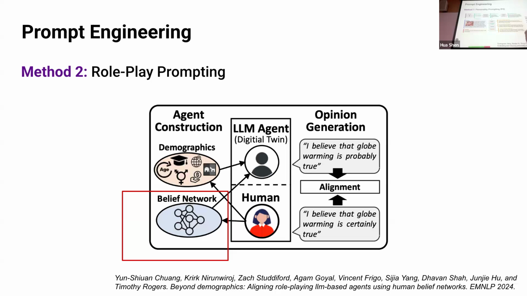With more details, you can see that the belief network construction consists of several steps. The first one is that they estimated it by factor analysis from human responses on the controversial belief survey. These controversial belief surveys are questionnaires collected from multiple humans around the world. And that's why each human has their own answers here.